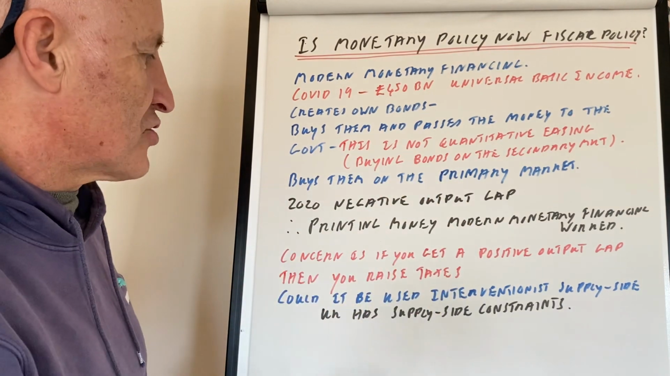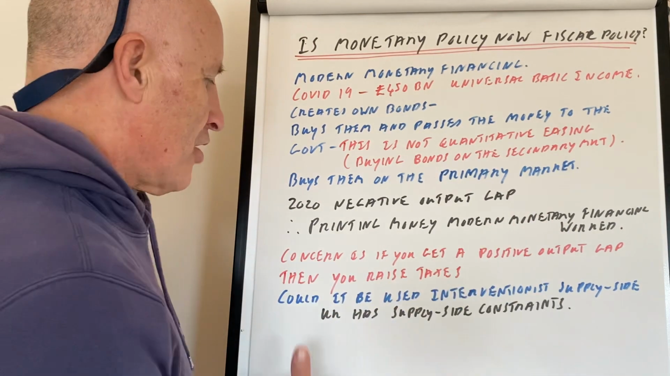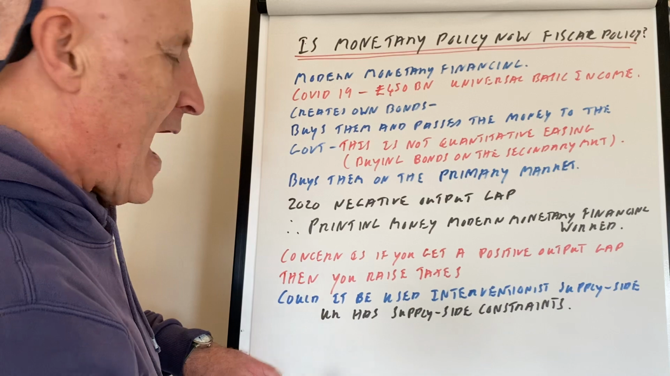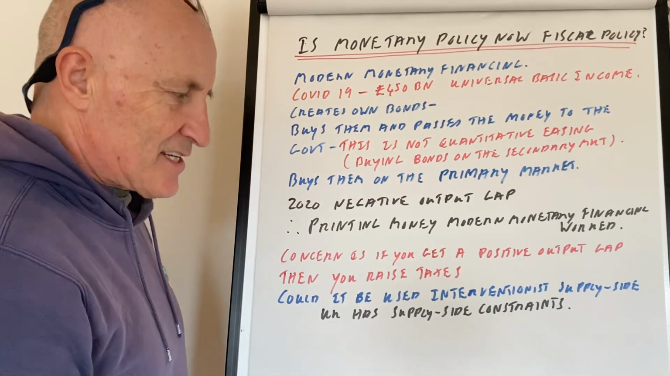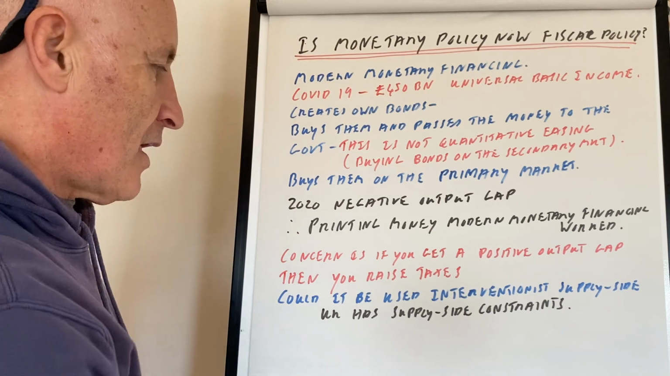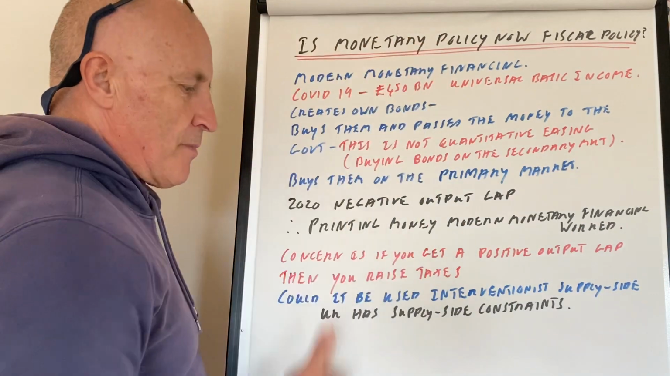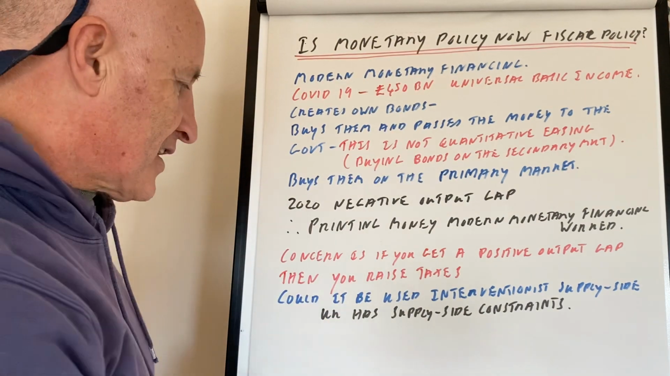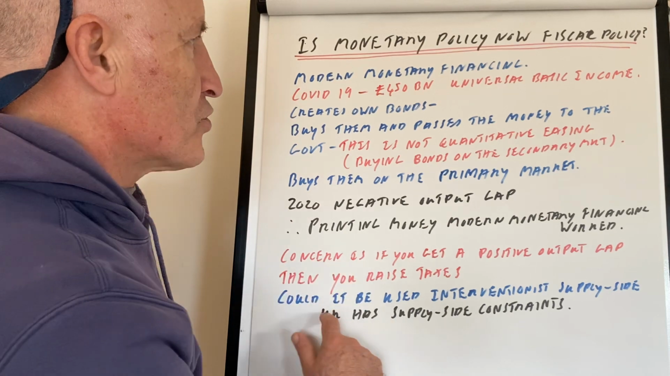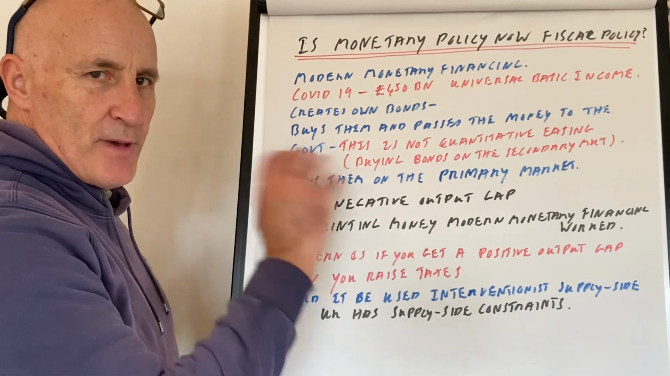Okay, so in 2020, we had a negative output gap. So therefore, we could print money to increase aggregate demand. So it all worked. The concern is if you get a positive output gap and you print money, then you have to raise taxes to take demand out of the economy. Otherwise, we're going to get demand pull inflation. But it could be used for supply side intervention policy as well, this printing the money idea. Radical stuff, Professor Kelton, budget deficit myth. But the UK right now also has supply side constraints. Okay, monetary policy, big picture, done.